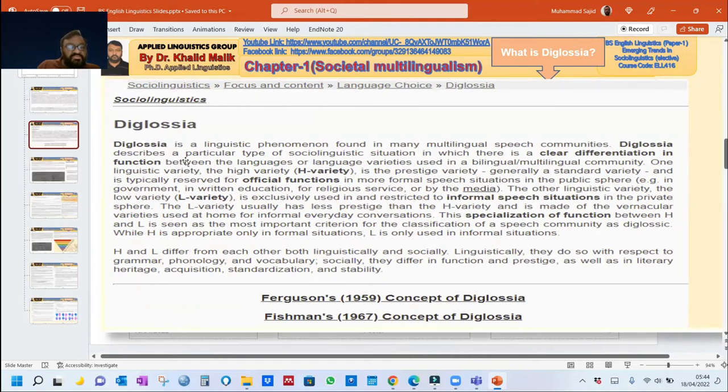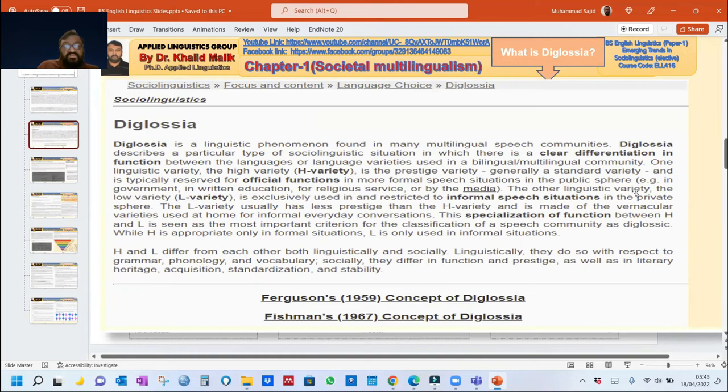Diglossia describes a particular type of sociolinguistic situation in which there is a clear differentiation in function between the languages or language varieties used in the bilingual or multilingual community. One linguistic variety, the high variety, H variety, is the prestige variety, generally a standard variety, and is typically reserved for official functions in more formal speech situations. In the public sphere, for example, in government, in written education, for religious service, or by the media.